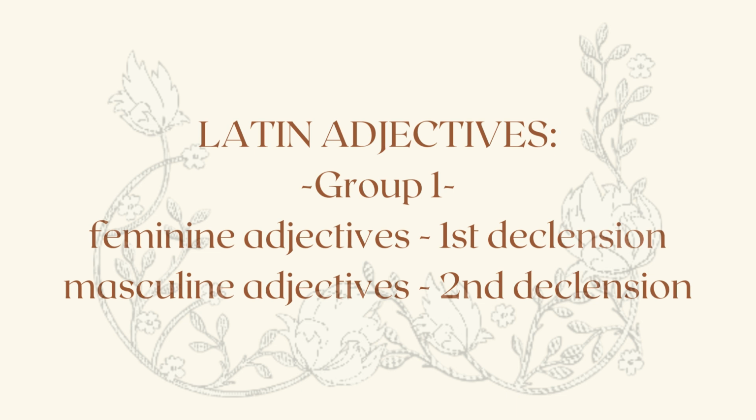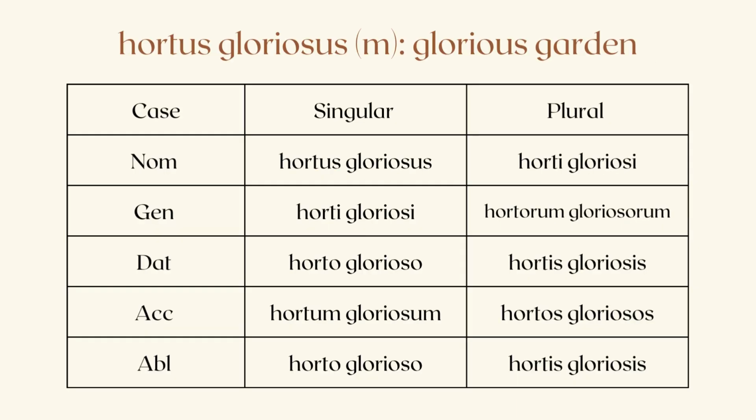So here's a table showing how a second declension noun is declined along with a masculine adjective. Hortus gloriosus, glorious garden. You can see that the endings are the same in this case. And you'll need to be able to decline nouns and adjectives together. That'll come up in some of your exercises.